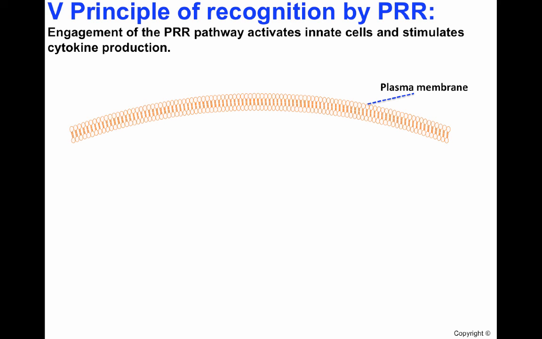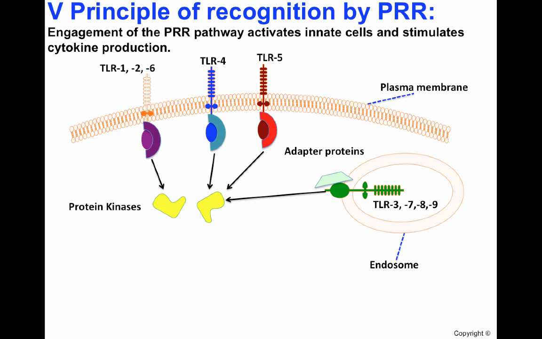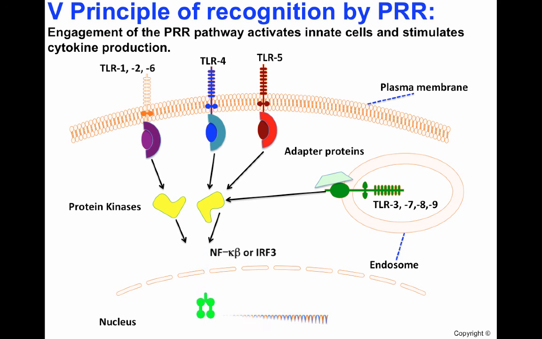When PRRs recognize PAMPs, they can lead to phagocytosis and activation of cells. In this example, different TLRs found on the surface of innate cells or in endosomes will lead to the recruitment of adapter proteins, the recruitment and activation of protein kinases, and the activation of transcriptional factors such as NF-kappa beta or IRF3, leading to gene transcription. In many instances, the engagement of PRR leads to the production of pro-inflammatory cytokines and chemokines.